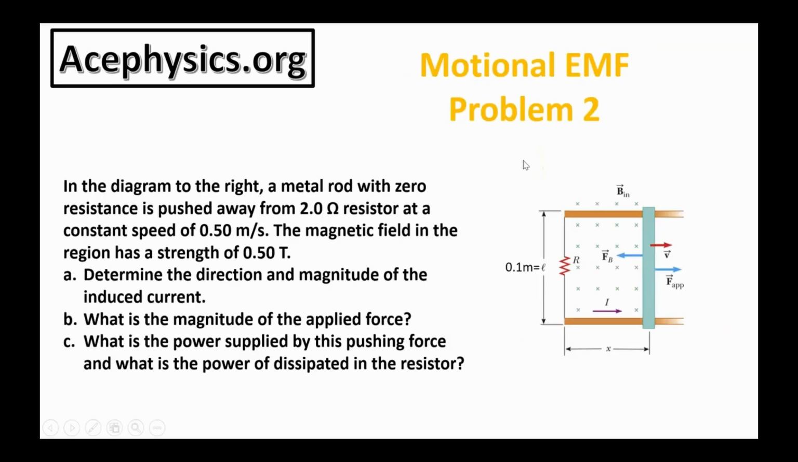And now we move on to problem number 2. In the diagram to the right, a metal rod with 0 resistance is pushed away from a 2 ohm resistor at a constant speed of 0.5 meters per second. The magnetic field in the region has a strength of 0.5 Tesla.